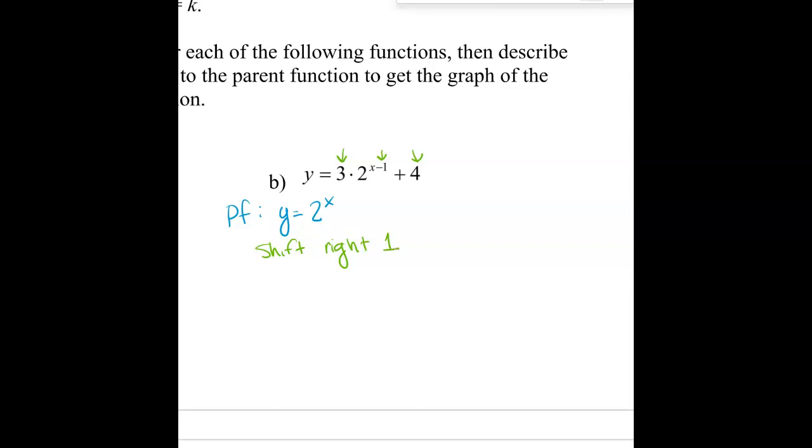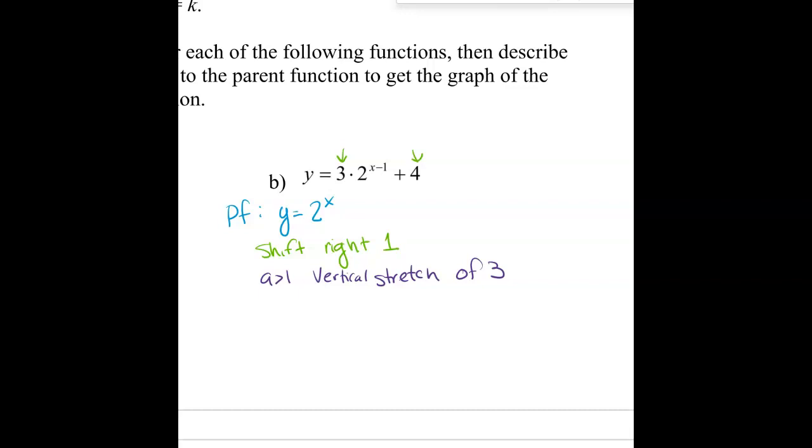Alright, so I've got my inside taken care of. That's cool. Now I move to the outside, and I'm going to go with that multiplication next, which is going to be that 3. That 3 is either going to be my stretch or my shrink factor. Since a is larger than 1 in this case, that actually is going to be a vertical stretch of 3. AKA, when you get to your graphs, multiply your y values by 3.